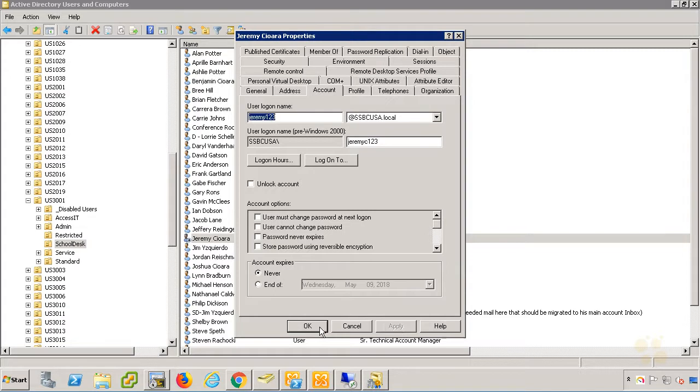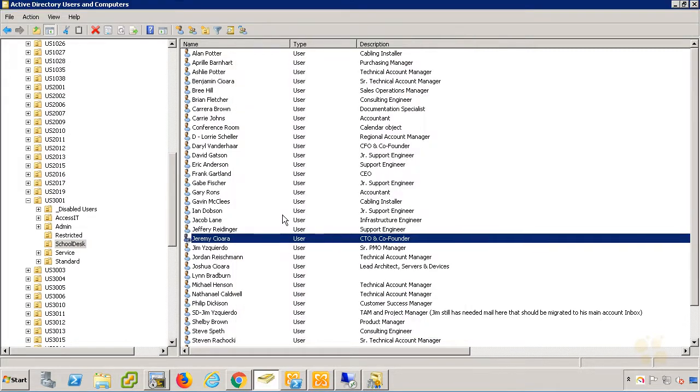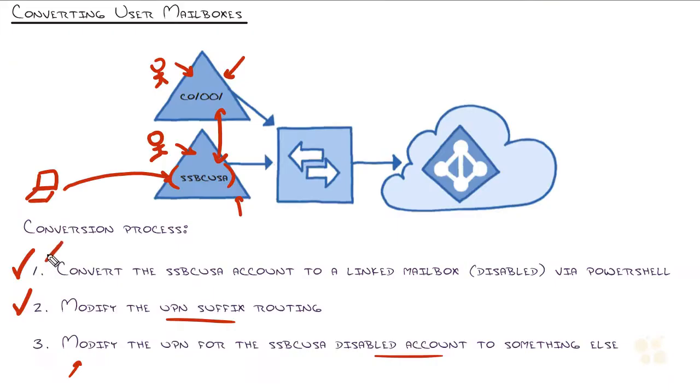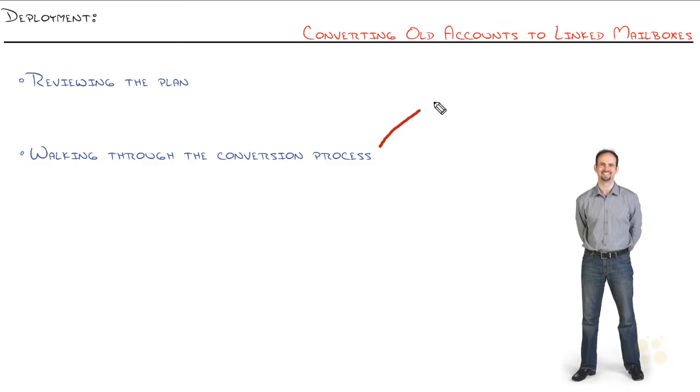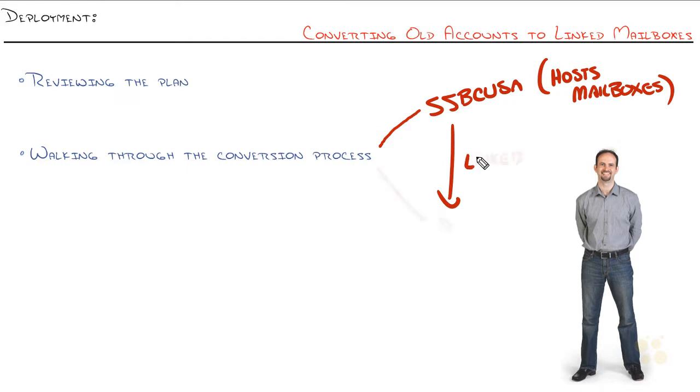Hit Apply and OK. Now, for every user account that I want to convert, I can do step 1 and step 3 and flip them over. We only have to modify the UPN suffix routing one time. Now, I mentioned at the beginning that you will understand how to convert a multi-domain environment to an account and resource domain. And now we've done it. SSBC USA truly just hosts mailboxes. But the account in that domain has been linked to the new account in CO1001. Man, we're getting really close.